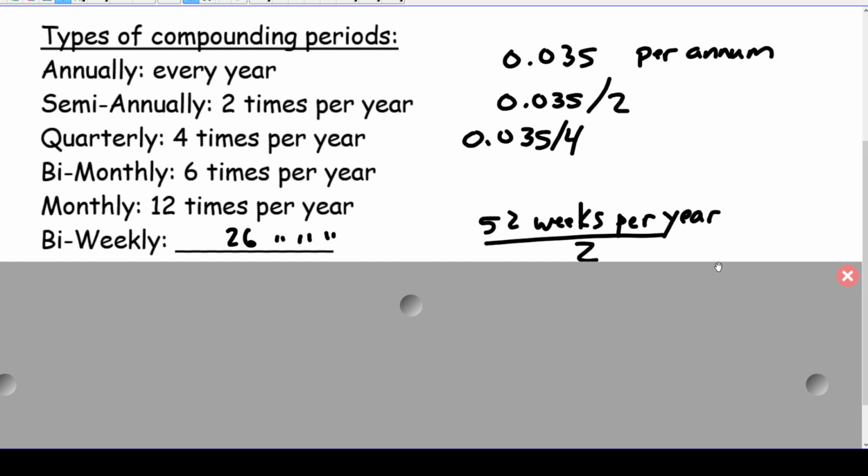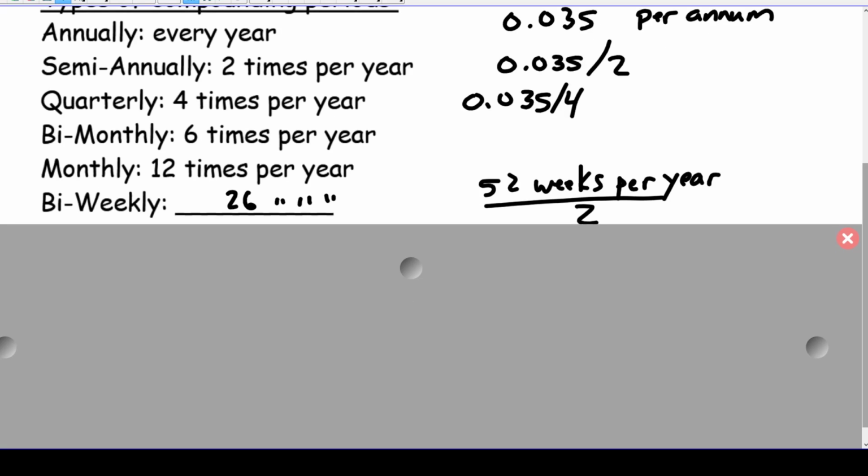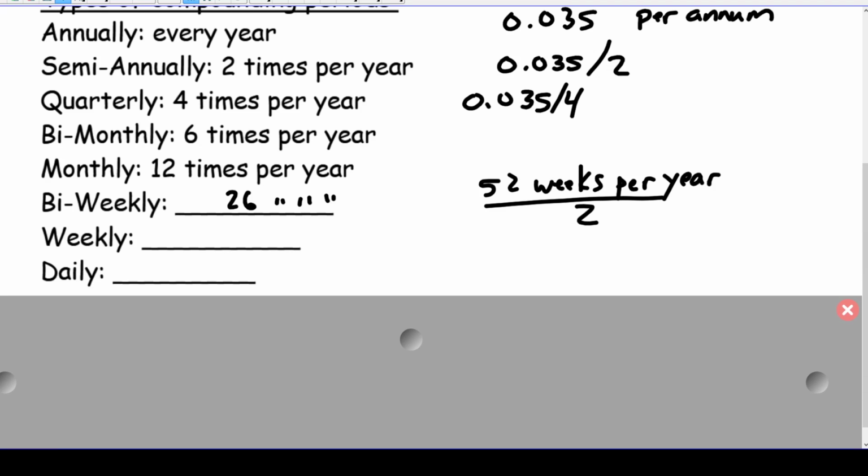Okay? So that means that when you get a job, if you're getting paid bi-weekly, there are 2 months out of the year where you actually get 3 salary payments. And then weekly, I already answered that one.